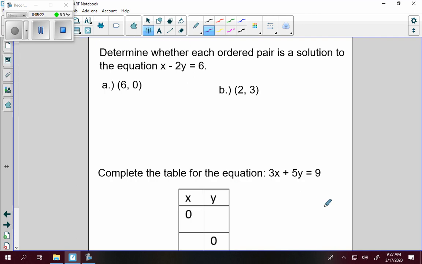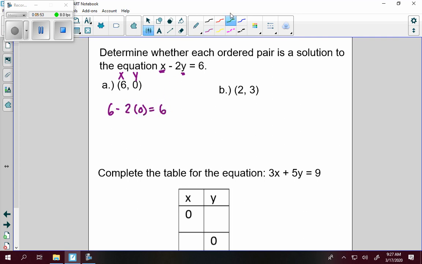Determine whether each ordered pair is a solution to the equation x minus 2y equals 6. When I first look at directions, I'm like, man, I'm not given much, but then I am. A says 6, 0, and I'm like, how can I fit that in there? Well, if 6 is my x, and I remember that 0 would be my y in an ordered pair, then for my x I'm going to put 6, and for my y I'm going to put 0. So I would have 6 minus 2 times 0 equals 6.